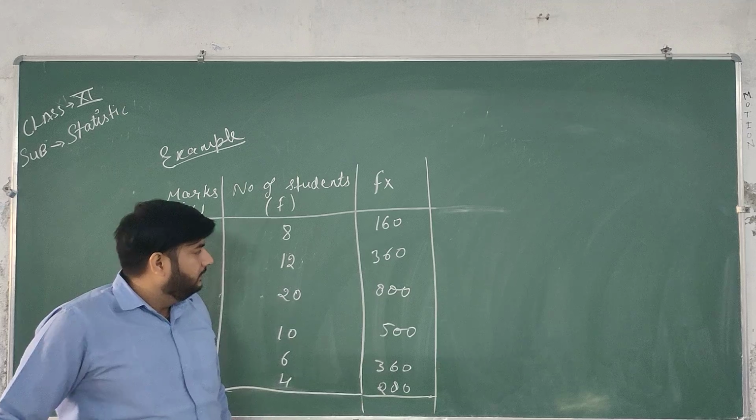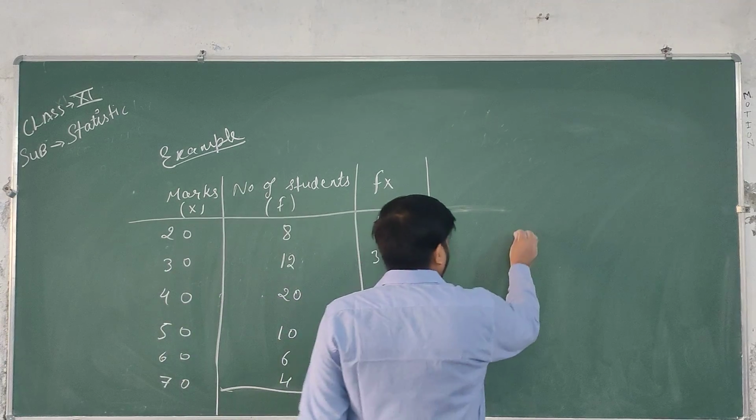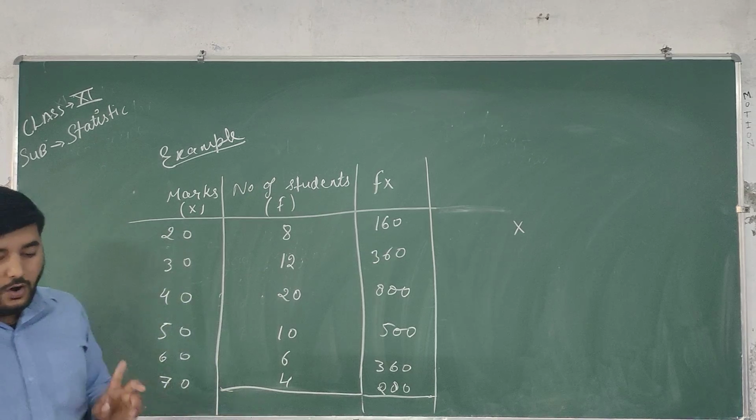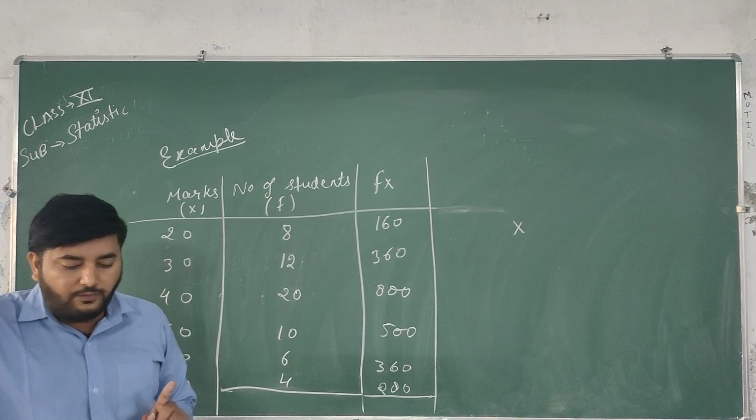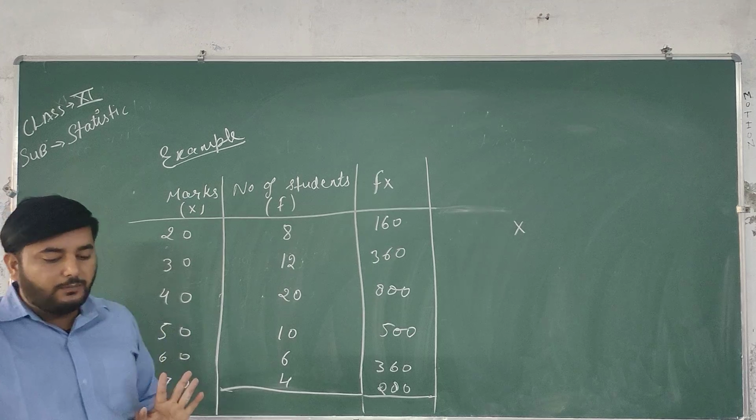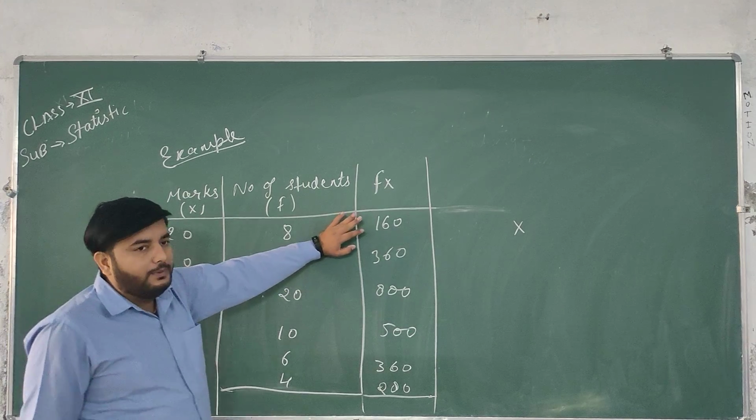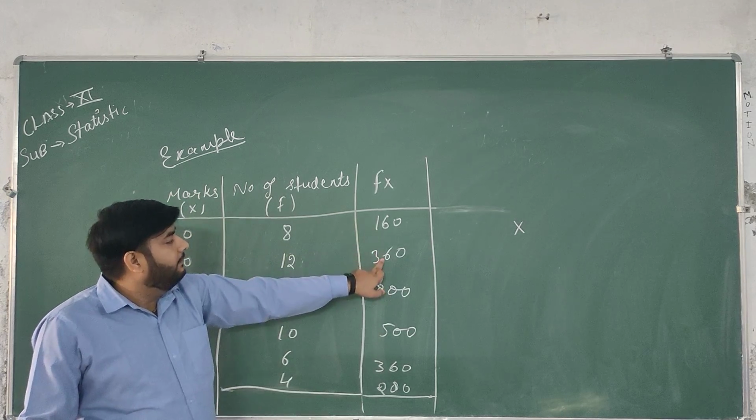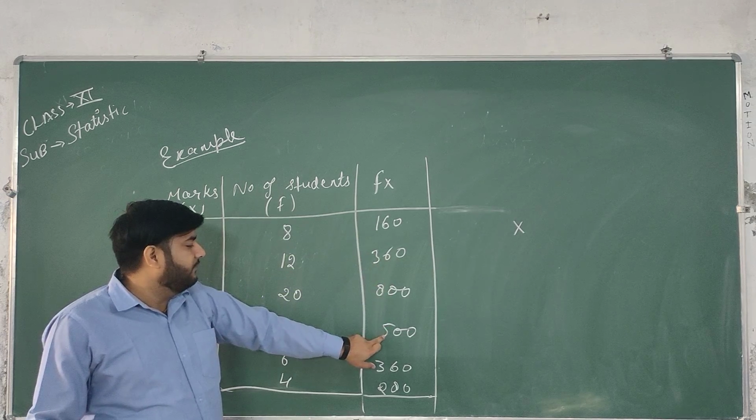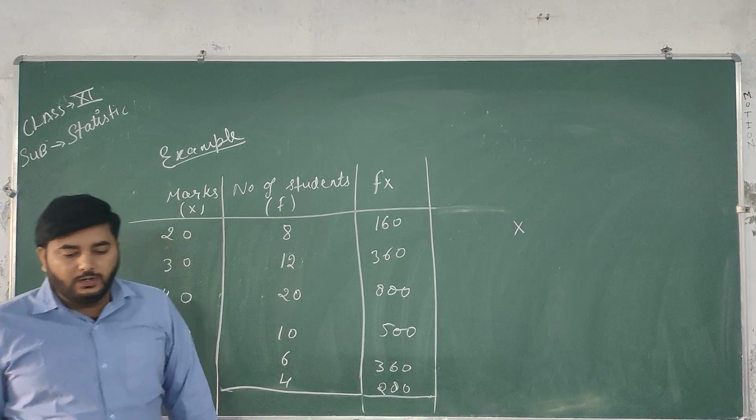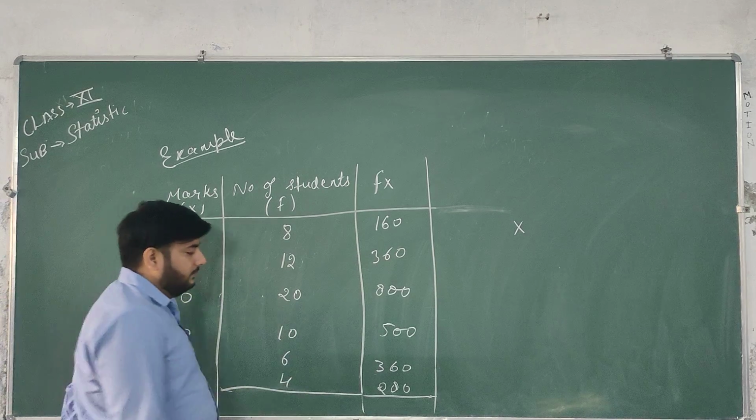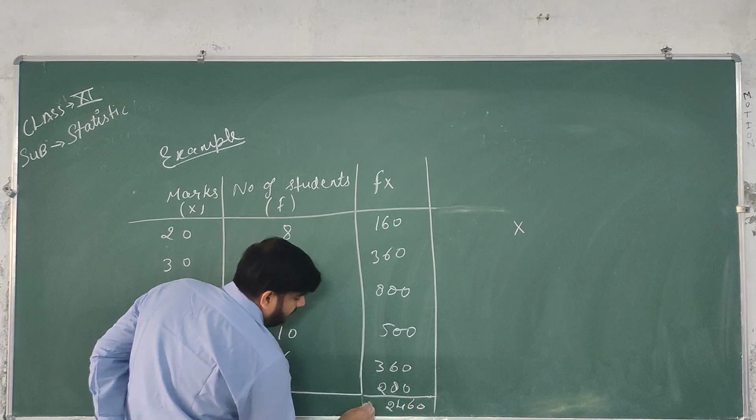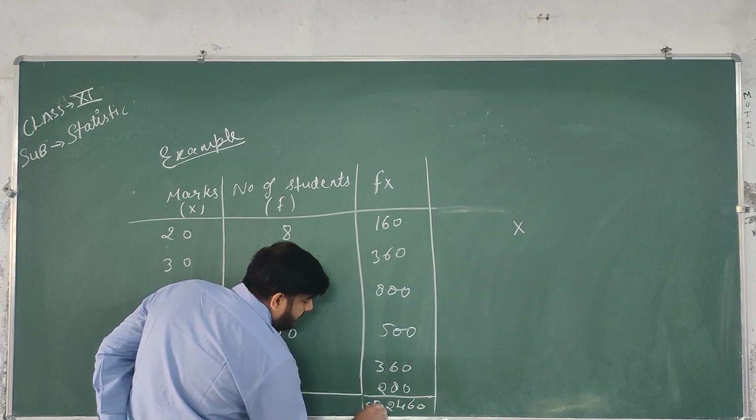According to the steps, the second step is obtain the sum total of fx and denoted it by sigma fx. Now we total the fx column, that means 160 plus 360 plus 800 plus 500 plus 360 plus 280. So the total is 2460, that is denoted by sigma fx.